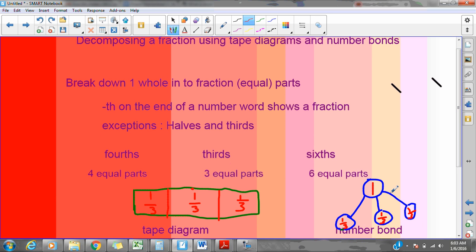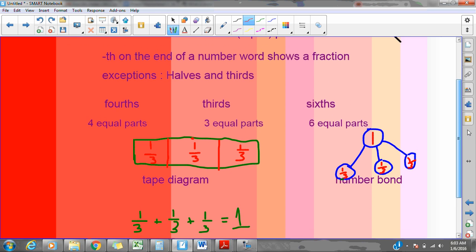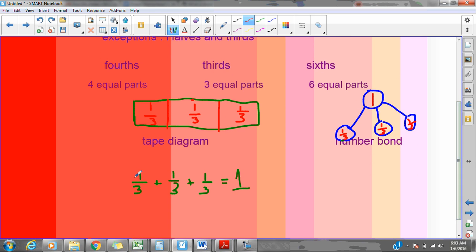Here's a tape diagram and a number bond. So when I go down to write it as an equation, I can write 1/3 plus 1/3 plus 1/3 equals one whole. So if a third is 3 parts and I have all 3 parts, then I have the whole thing. And that's decomposing into number bonds.